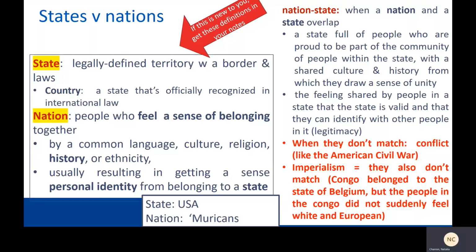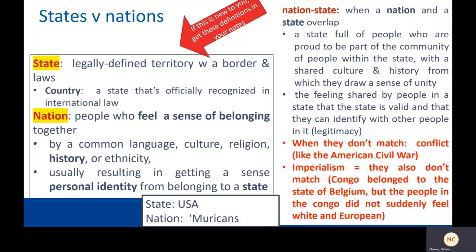Sometimes states and nations aren't located in the same place, right? Sometimes there's a nation of people who don't have a state. For example, the Cherokee Nation is not independent, but it is a group of people who feel a strong sense of identity from their common culture and history, the Cherokee people who live within the United States. When the border of a place and the people within it feeling a sense of identity with that place are the same, we call that a nation state.